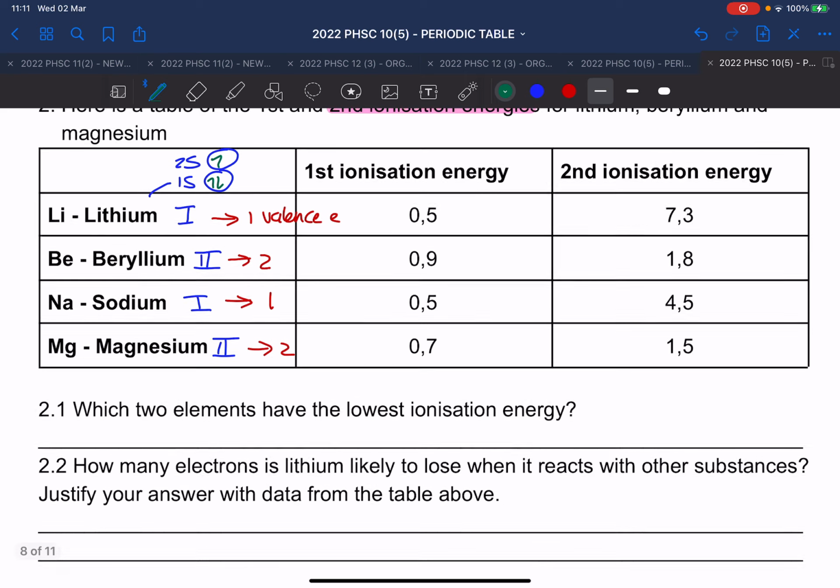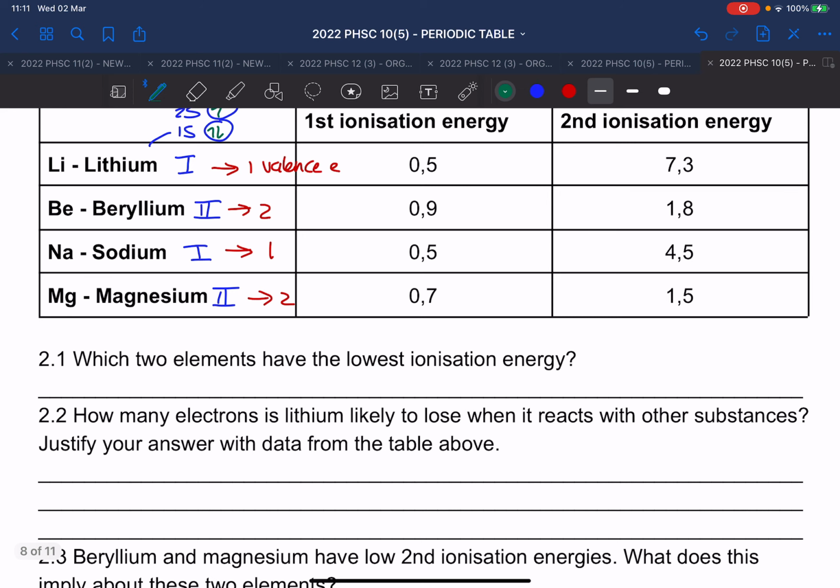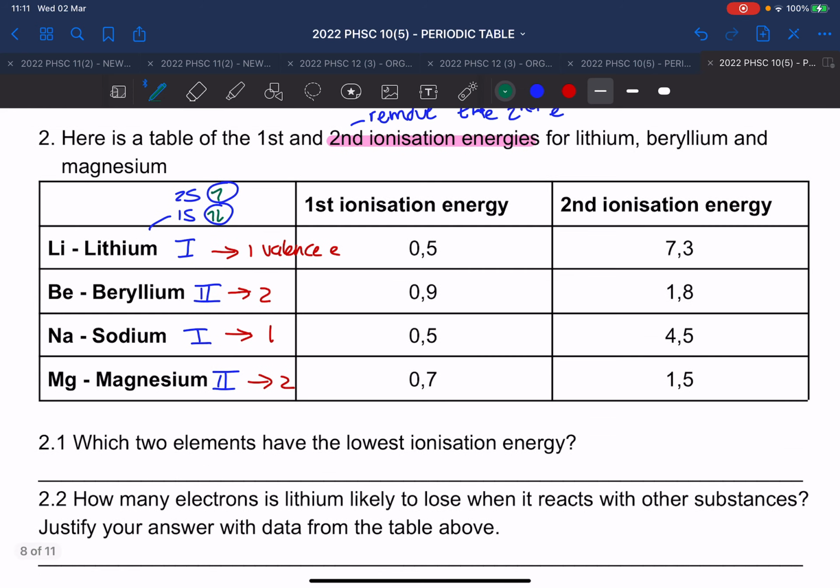Okay, right, now I get to the questions. I understand what's going on in the table. I read the questions. They ask which 2 elements have the lowest ionization energy. This is just reading off the table. Which one? Okay, there's beryllium, there's magnesium, beryllium, magnesium.